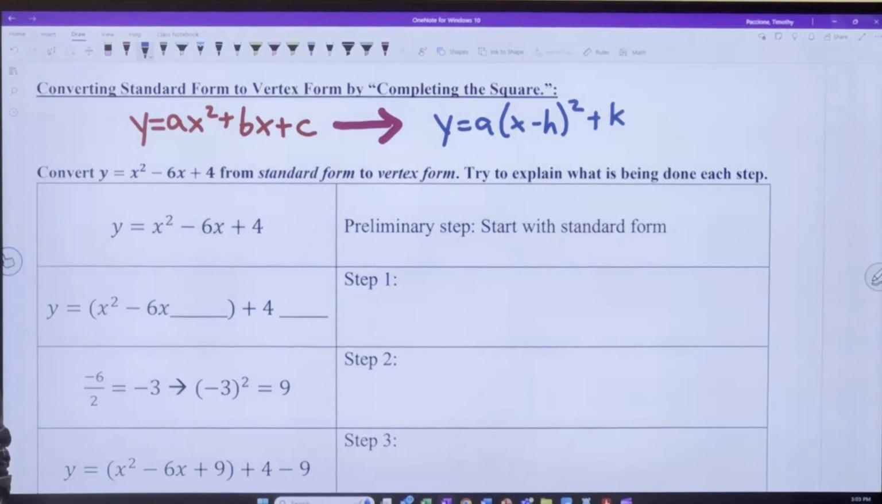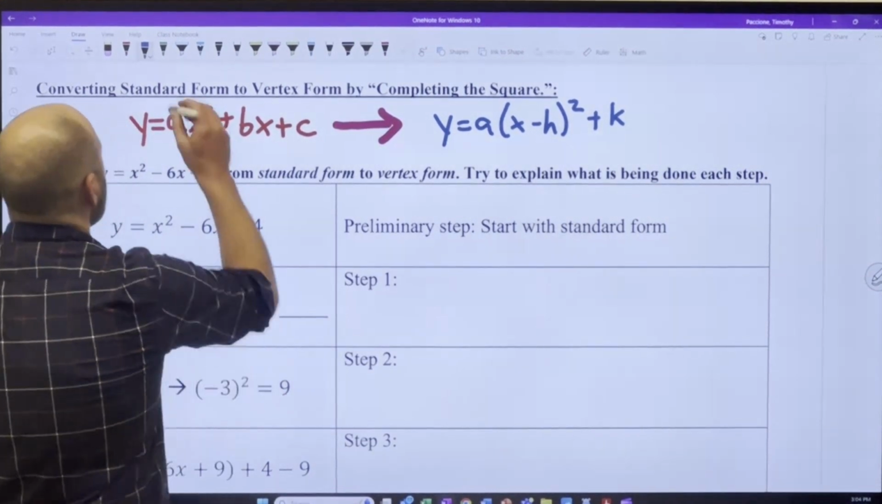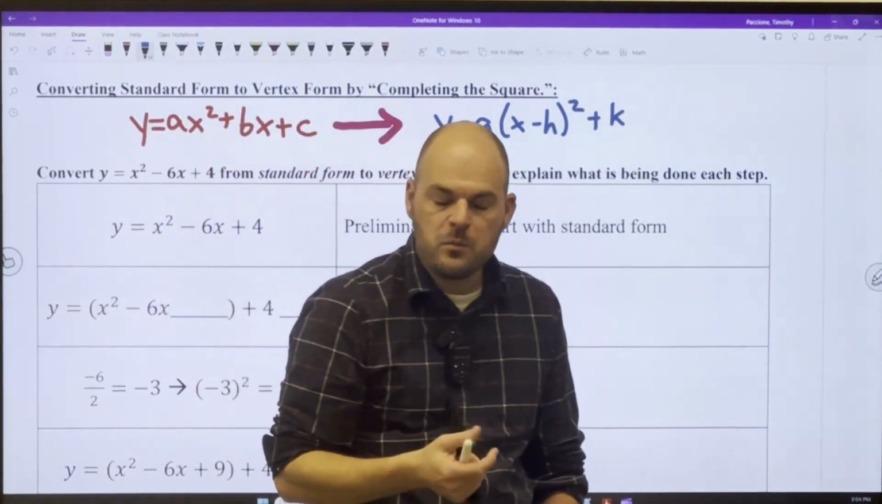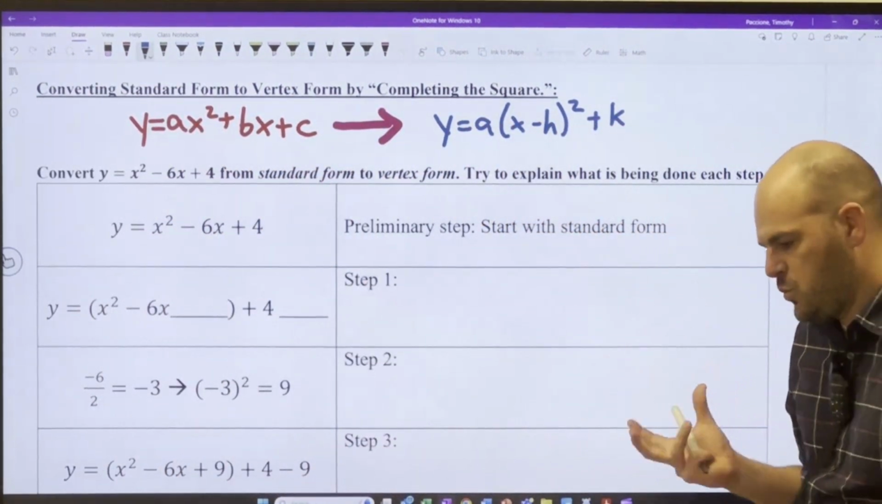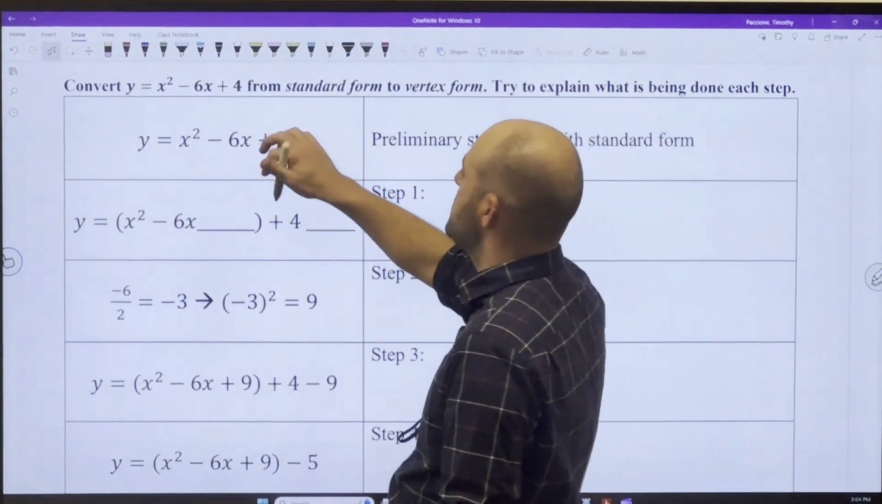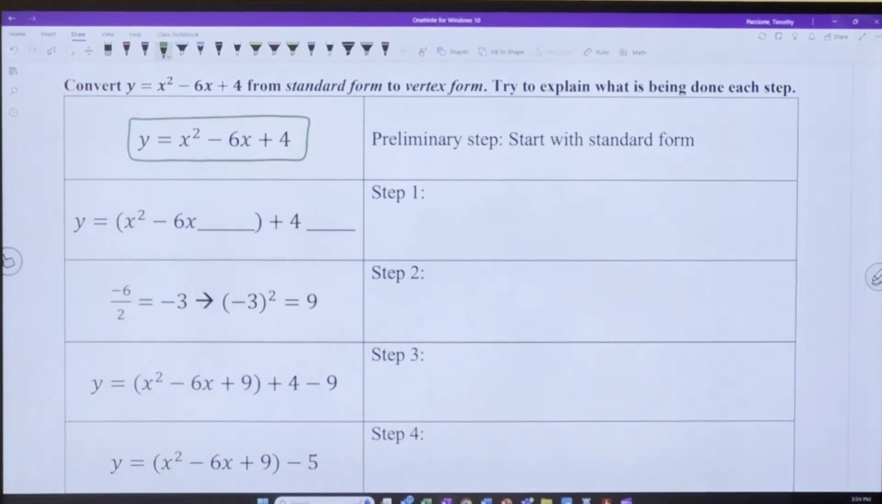Now, the first time we go through it, it'll be slow, but once you get the process down, it's a lot quicker, okay? Now, this is the part where you might be like, what is he doing? Just hang in there. It'll make sense in the end. Okay? So we have the situation. We have this trinomial, and we want it to be in vertex form.